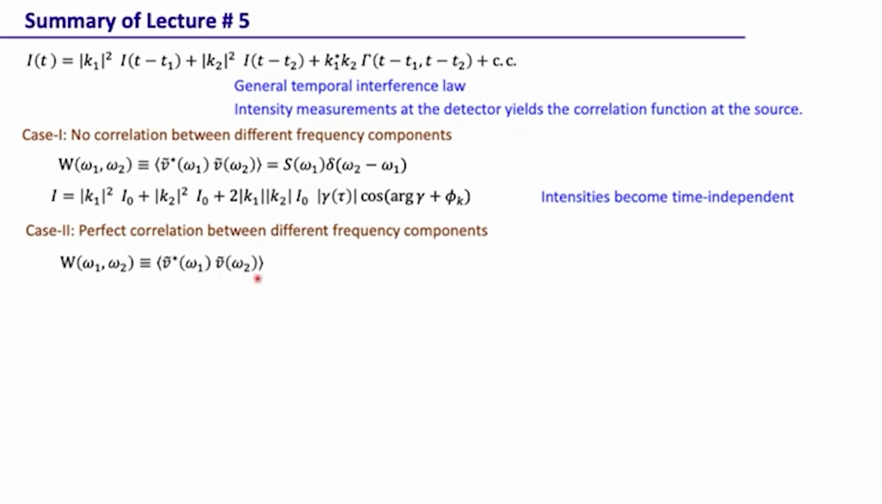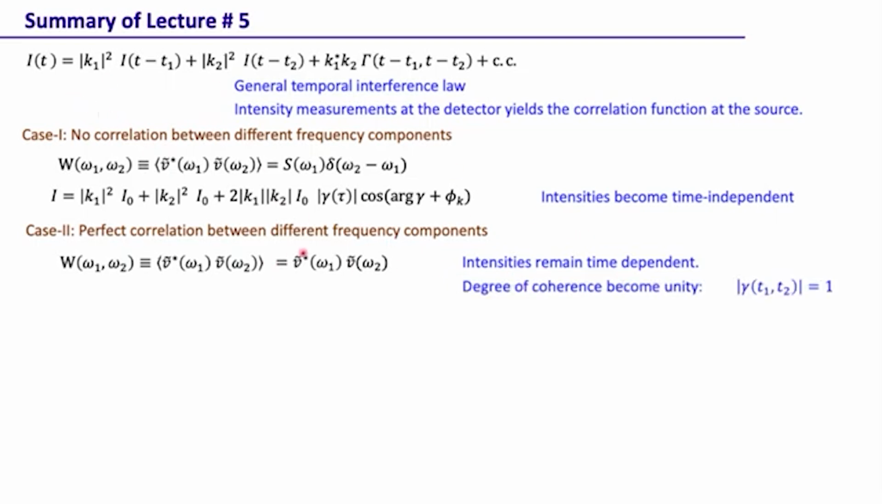In this case the cross spectral density function, which is defined like this as an ensemble average, becomes the same as the quantity itself, because there is no randomness. Since there is a perfect correlation, there is no randomness at all, and hence the ensemble average is the same as the quantity inside. And in this case we saw that the intensities remain time dependent, but since there is a perfect correlation in frequency, there is perfect correlation in time, hence the degree of coherence in this case becomes unity.